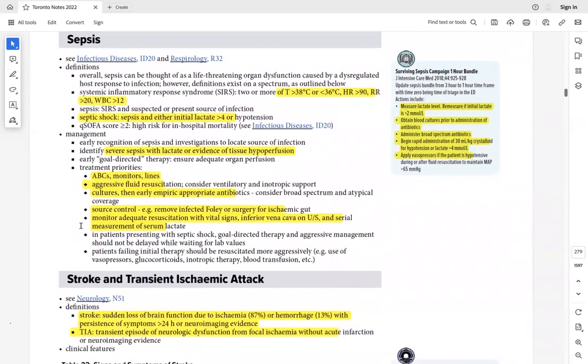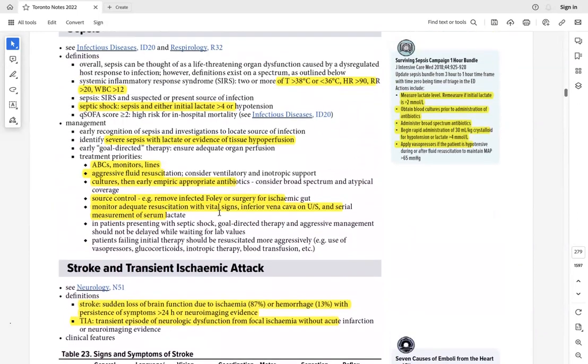Then if the patient has sepsis, depending upon the type, start the patient on IV fluids, ABCs, take the blood culture, start empiric antibiotics and treat accordingly. If there's some external source, like a Foley's catheter or any other foreign body that is the source of the sepsis, just remove it. Okay.